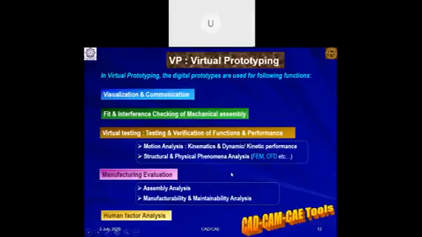Next is human factor analysis, that means ergonomic analysis. That is also carried out over the virtual prototype. Now, first I would like to explain the visualization and communication.